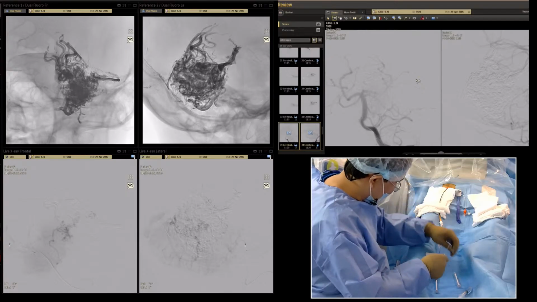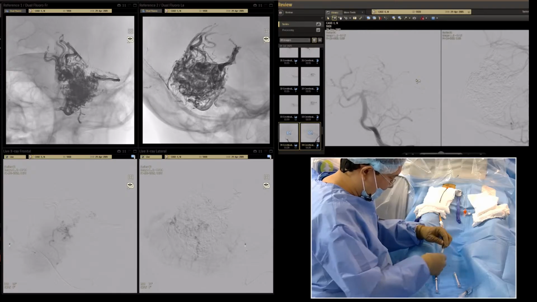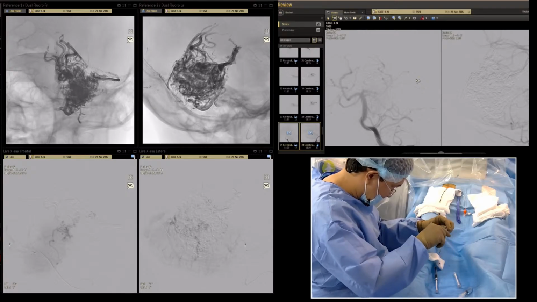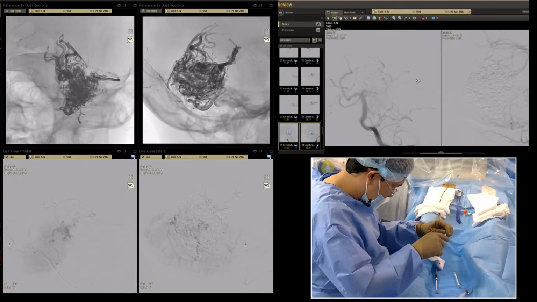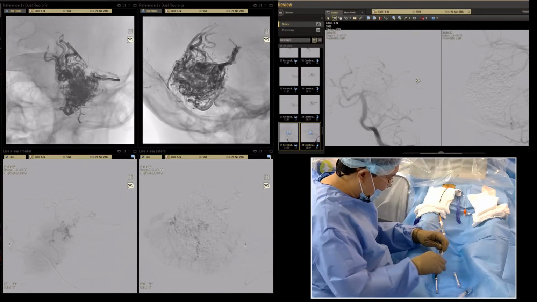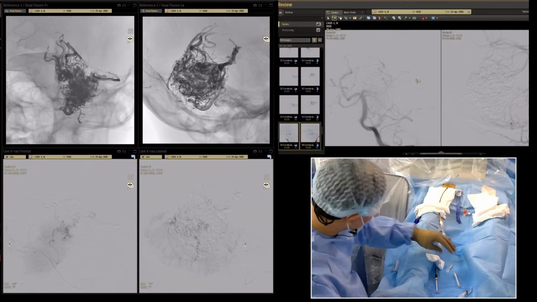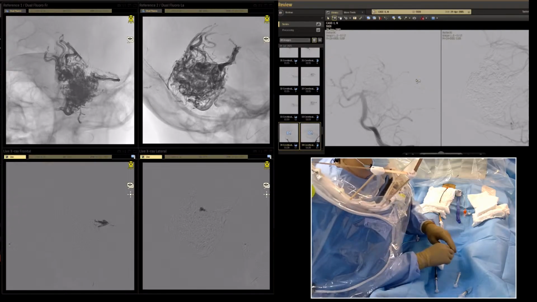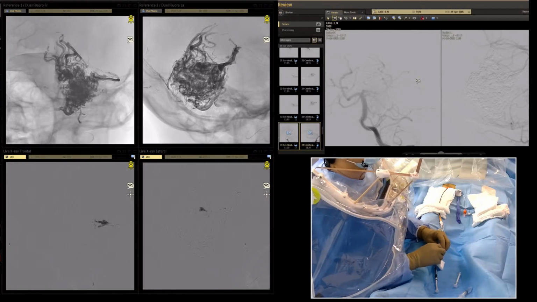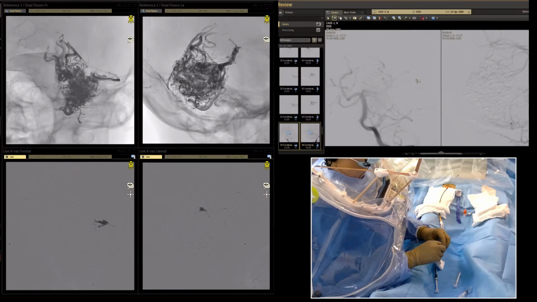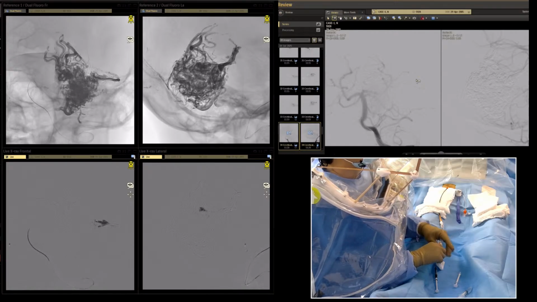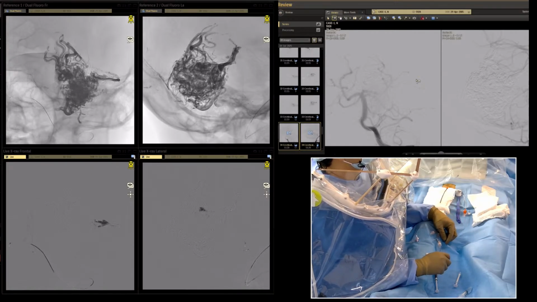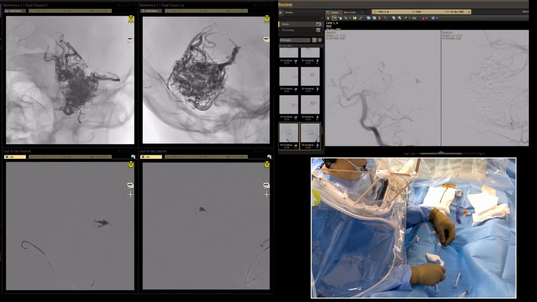Okay, it's quite safe. Yes, we took a Traxxas. Yes, there is option number 3. Number 2, I'm not sure the gamma knife is a good option in this type of AVM.